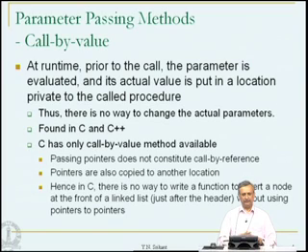So, let us review the parameter passing methods. One of the most well known parameter passing methods is the call by value method. At runtime, prior to the call, the parameter is evaluated and its actual value is placed in a location private to the called procedure. So, this is exactly what happens during call by value. Therefore, it is just not possible for us to change the actual parameters. We always operate on the copy.